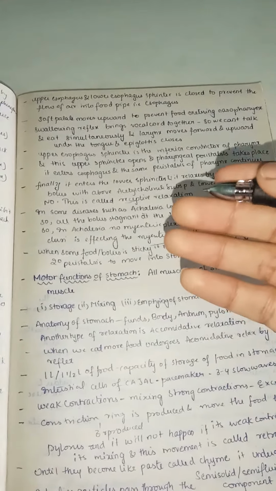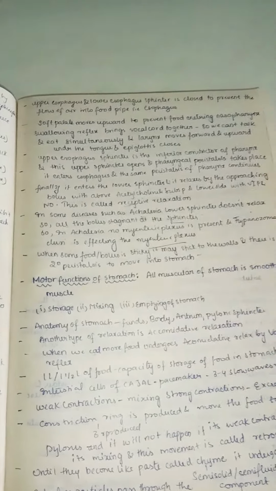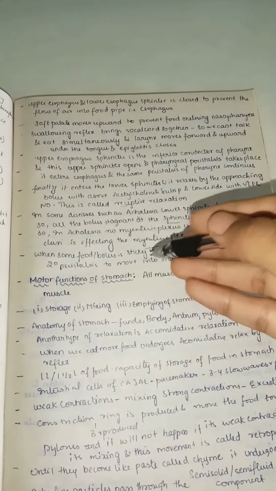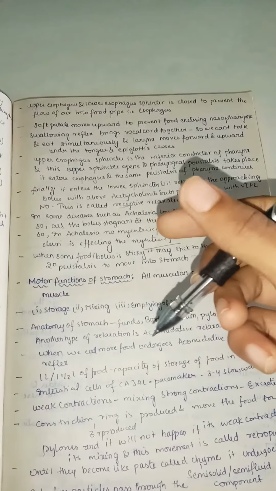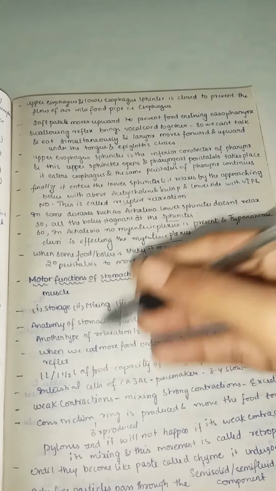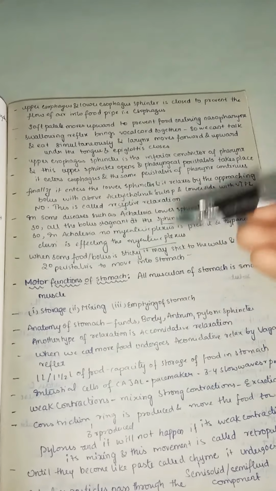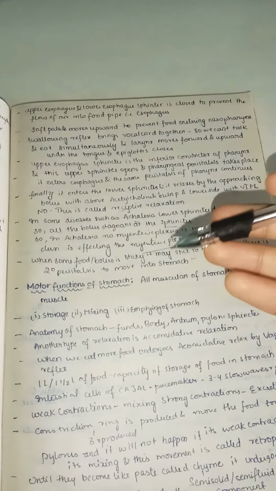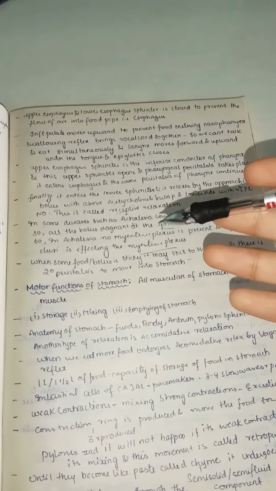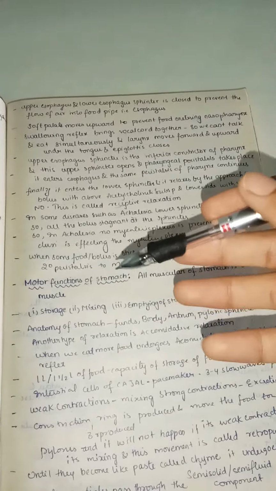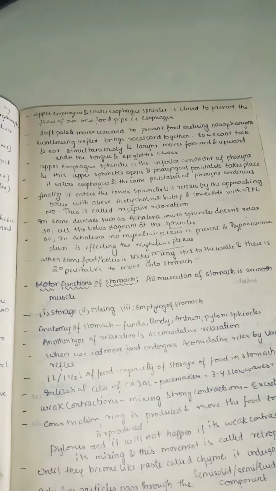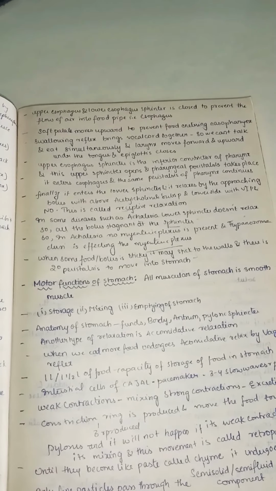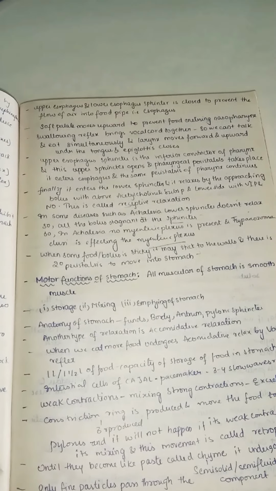So the initial primary one is called primary peristalsis, and the second one is when some of the food gets stuck in the food tube, then we try to do it with more peristalsis to remove that food. So that is called secondary peristalsis. We'll see the rest, this is getting longer, so we will continue this in our second part.